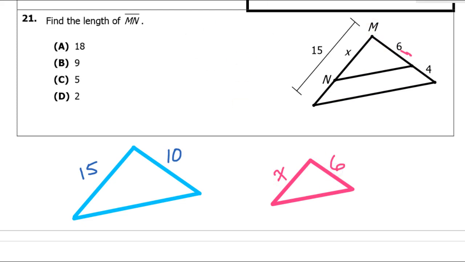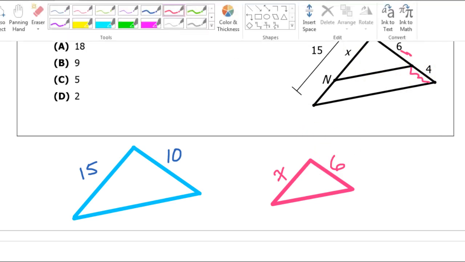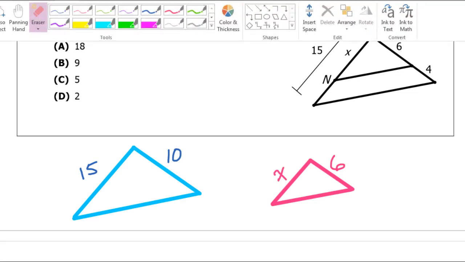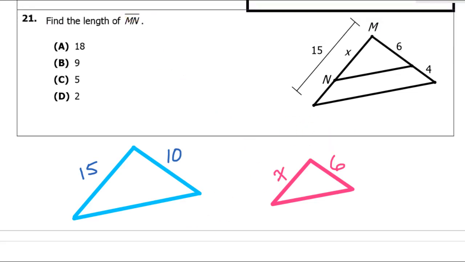Okay, so these are the numbers that we have. This 4 is not going to show up on either triangle. This 4 is this piece hanging over. This is not the side of any triangle. Okay, so looking at these two, we should be able to set up a couple of fractions. All right, using the corresponding sides, we should be able to make a proportion.